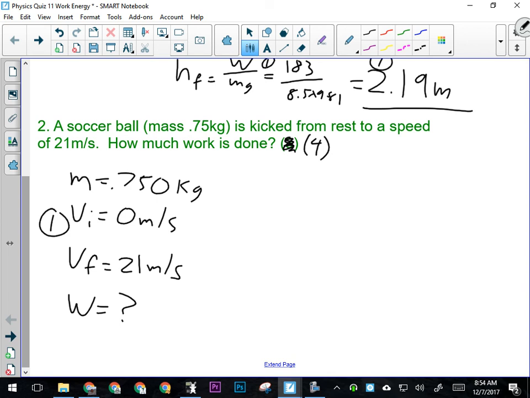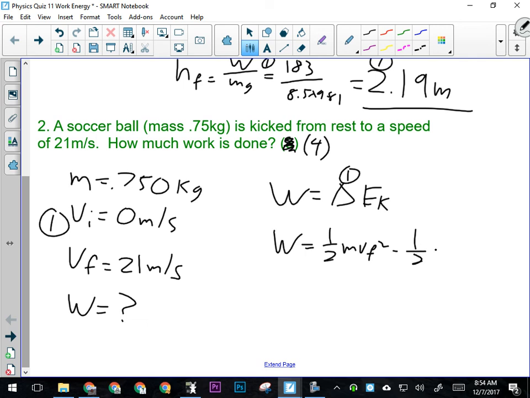What kind of energy is changing here? Kinetic. All right, so my work will be the change in kinetic energy. So give them a mark if they recognize that. That's going to look like this. Work equals 1/2 mvf squared minus 1/2 mvi squared, but mvi squared is 0. So we are just looking for the work. We don't even have to manipulate. We just have to plug in our numbers. 1/2 times 0.75 times 21 squared. Give them a mark if they got the numbers plugged in there.